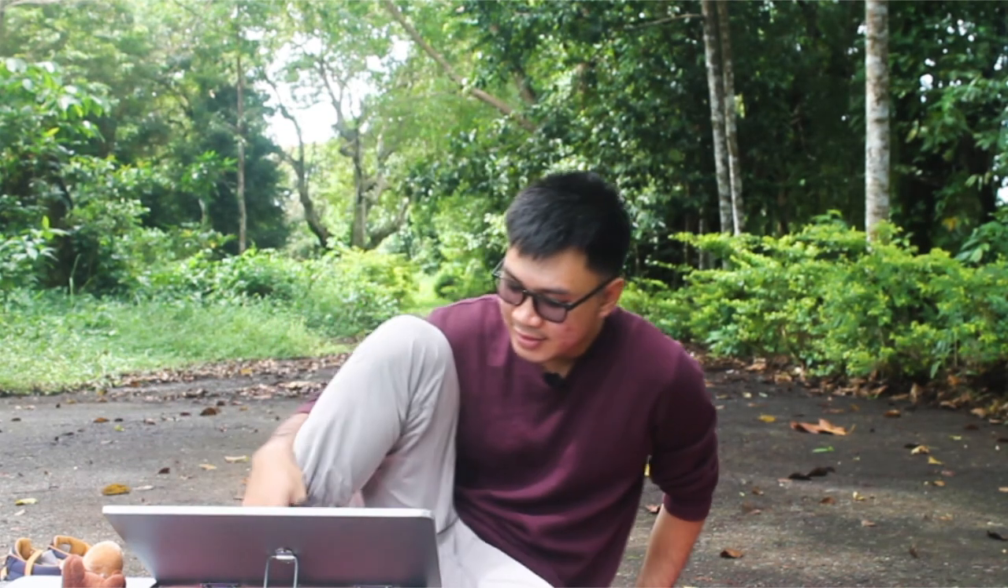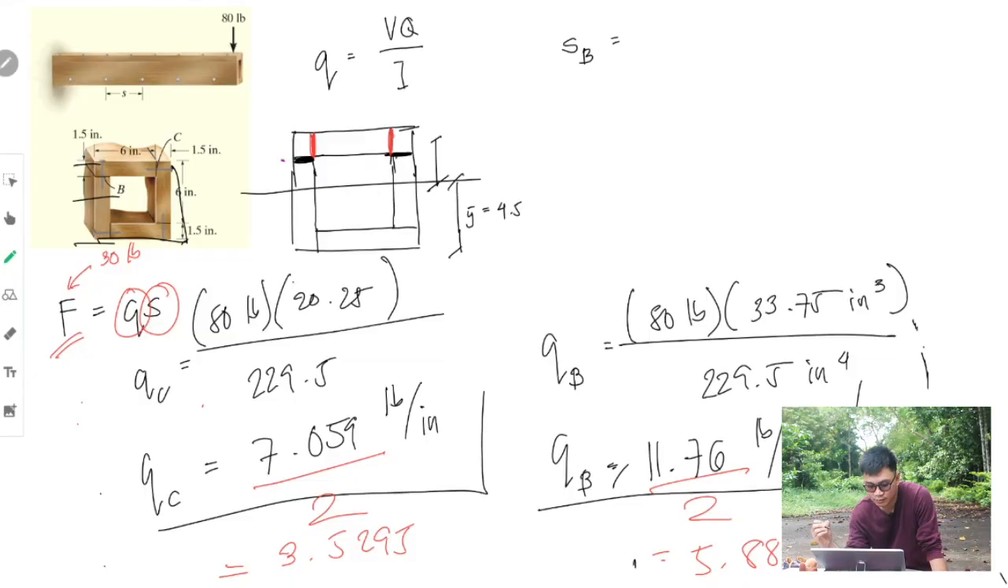Okay. And now, we can solve for the spacing. The spacing for B is different from the spacing for C. Of course, because they have different values. If they have the same values, then the spacing would be the same. Okay? Go on. So, let's solve for the spacing. Spacing for B is equal to F over q.